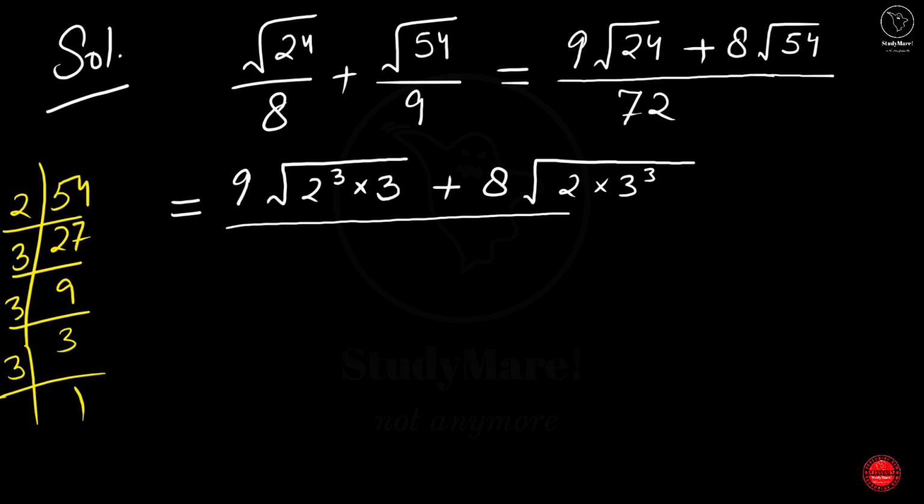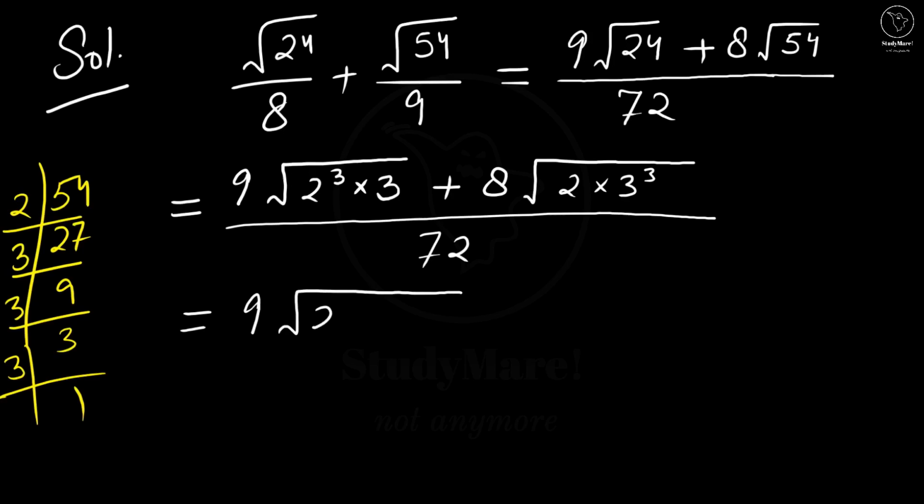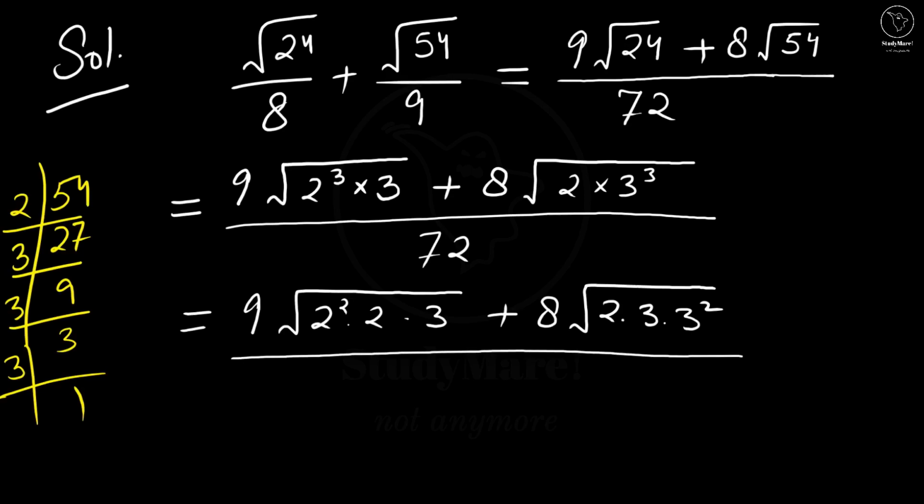This whole thing divided by 72, which is equal to 9 into root of 2 cube can be written as 2 square into 2 into 3, which is already there, plus 8 root of 2 into 3 cube can be written as 3 into 3 square, divided by 72.